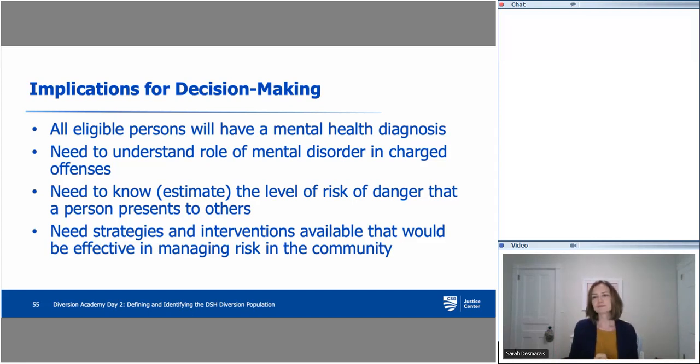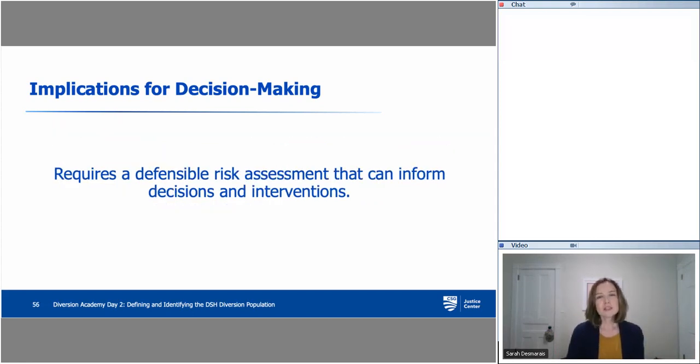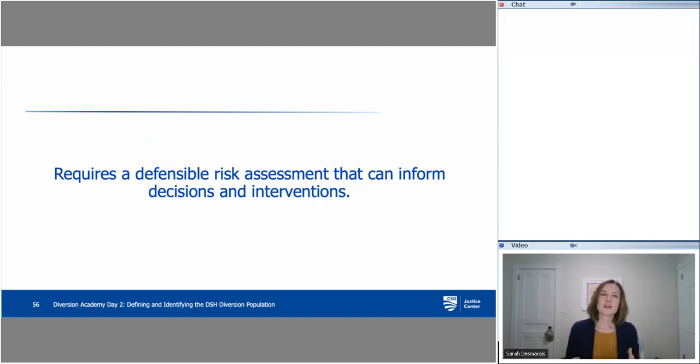Next slide, please. So all this is to say that to do this well, and to do it in a way that can promote the best outcomes for everyone, including the individual, your diversion program, and also the community more largely, we need to be doing what would be considered a defensible risk assessment that can then inform these decisions about appropriateness for diversion and the interventions that need to be put in place to manage that risk in the community. So how do we get to a defensible risk assessment? Next slide, please, Katie.